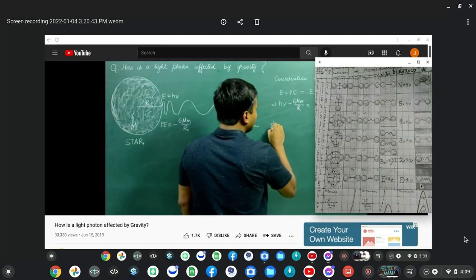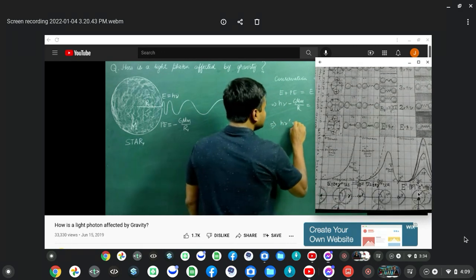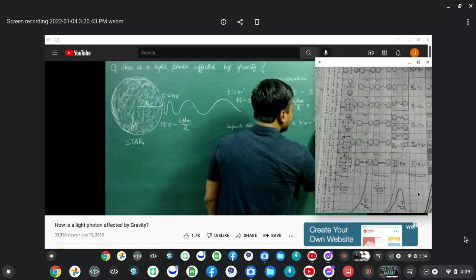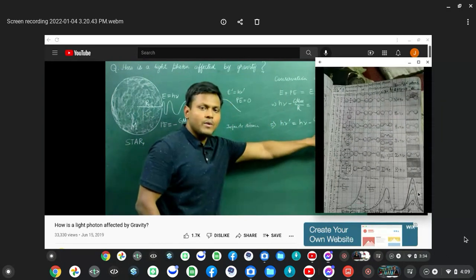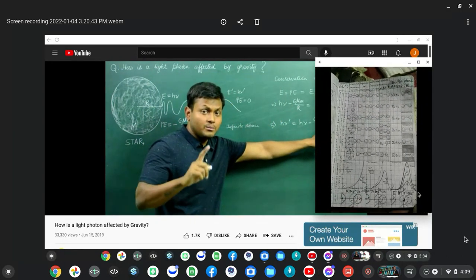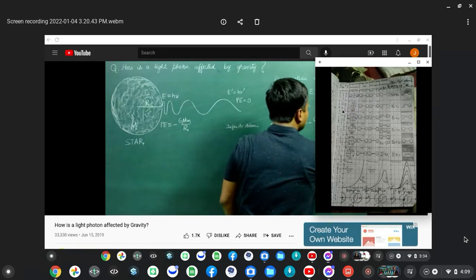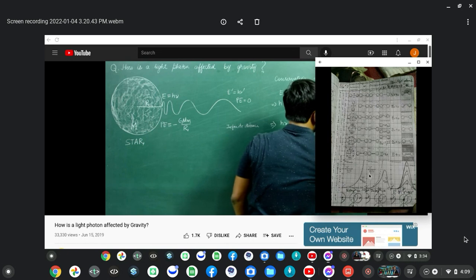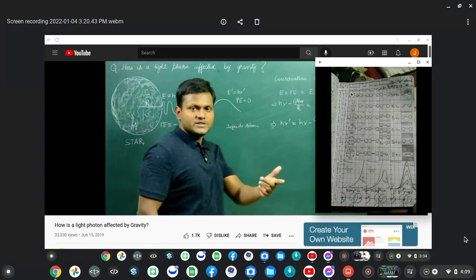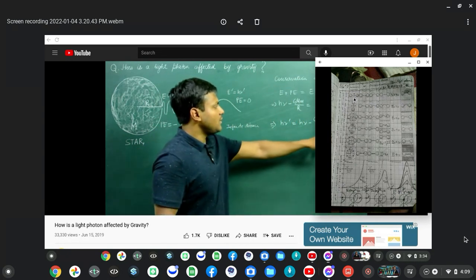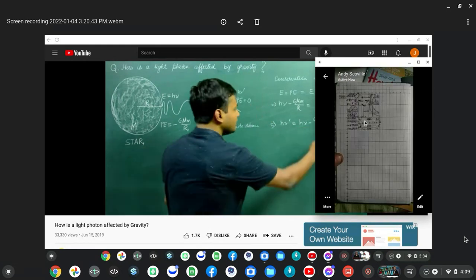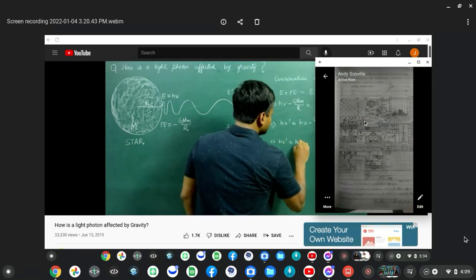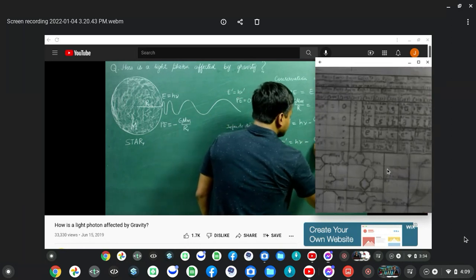So finally we have h nu dash is equal to h nu minus G capital M small m upon R, where small m is the mass of the photon because of its energy, which we obtained as h nu upon c square. Remember? E is equal to mc square, E is equal to h nu. So the mass of the photon is h nu upon c square. If I replace this here, then I end up getting h nu dash is equal to h nu minus G M h nu upon c square R.